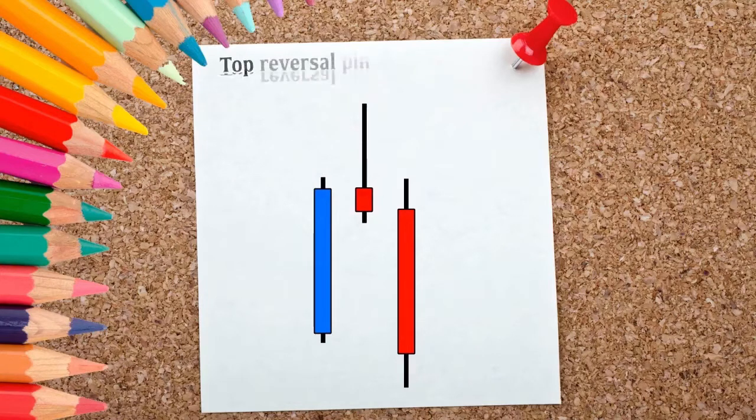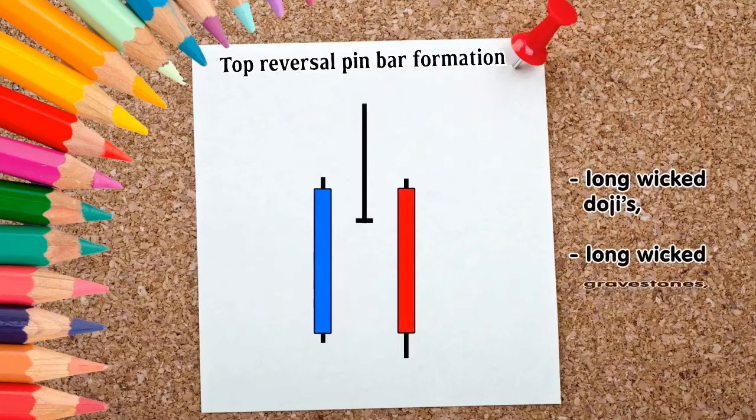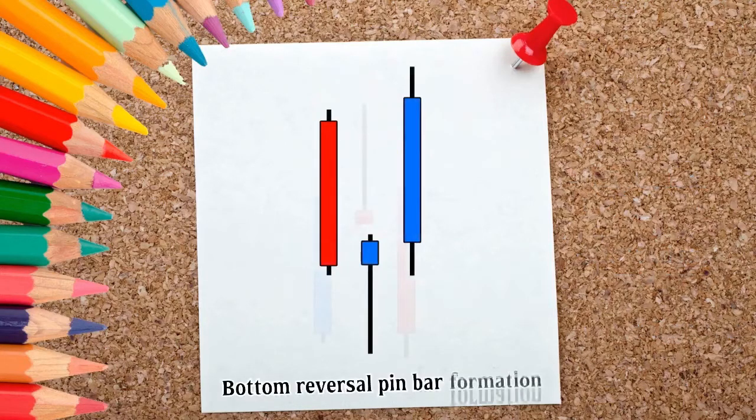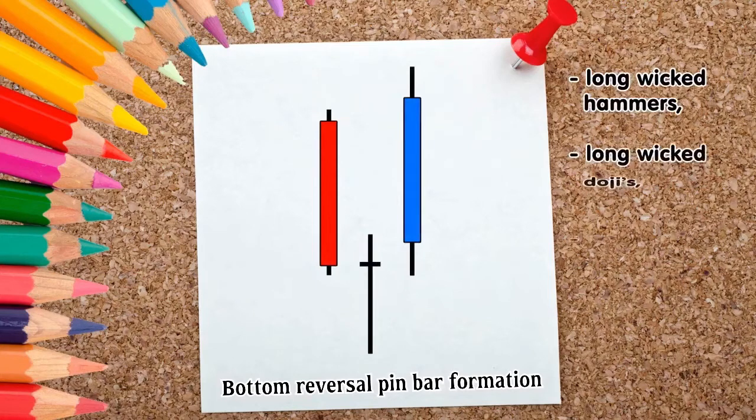A bearish reversal or top reversal pin bar formation can be formed with either long-wicked dojis, long-wicked gravestones, or a shooting star, which are essentially all very similar in their appearance, but can all form the nose of the pin bar. A bullish reversal or bottom reversal pin bar formation can be formed with a long-wicked hammer, long-wicked doji, or long-wicked dragonfly doji as the nose.